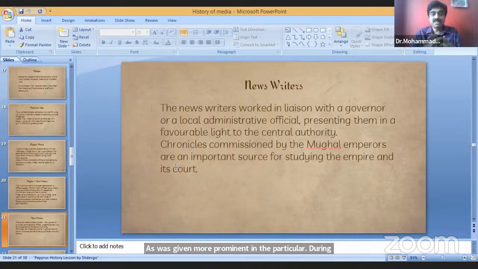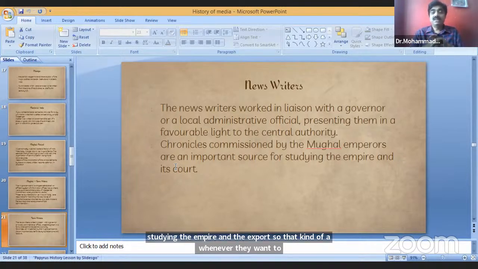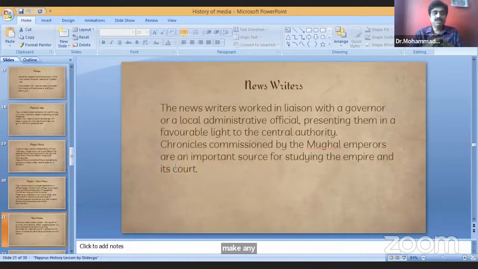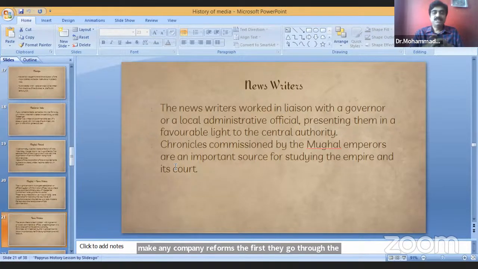News writers worked in liaison with the governor or local administrative officials, presenting them in a favorable light to the central authorities. The chronicles commissioned by the Mughal emperors are an important source for studying the empire and its course. Whenever they wanted to make any reforms, they first went through the reports, and only then took a decision. That is how the news writers played a crucial role during this period.